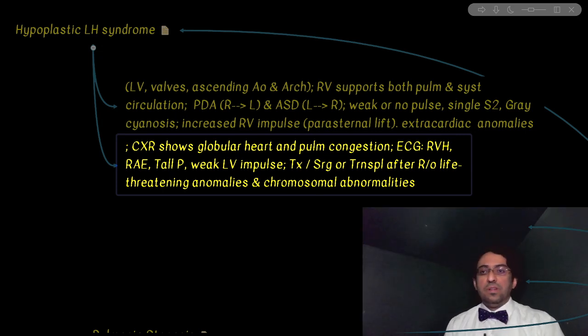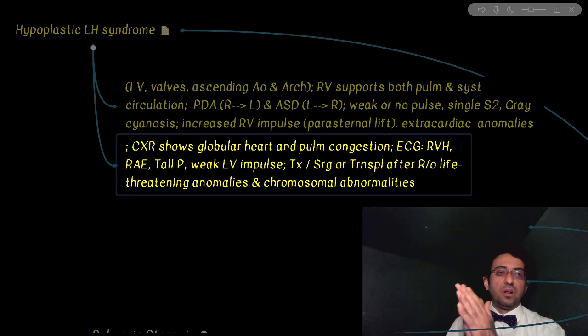Now, what's counterintuitive in the chest x-ray of the so-called hypoplastic left heart syndrome? Remember, the size of the heart could be small, normal, or large. Why could the heart be large or even globular? Because not only may patients have early heart failure, but also because of the enlarged cardiac silhouette due to the enlarged right atrium.